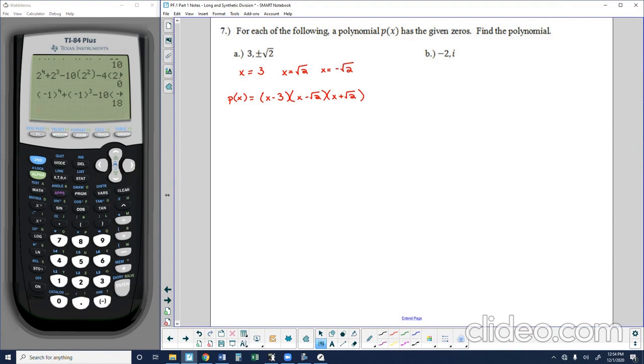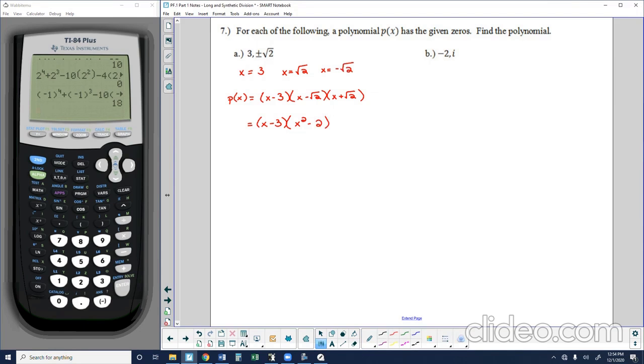Now, to find p of x, we're going to write this in standard form. I want to multiply all of these. So if I multiply these, I'm going to multiply the last 2 together because they're conjugates. Remember, when we multiply conjugates, I can square the first term, subtract, and square the second term. So x squared minus root 2 squared would just be root 4, which is 2.